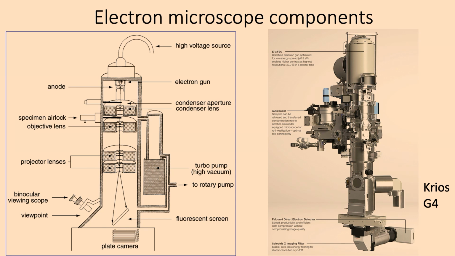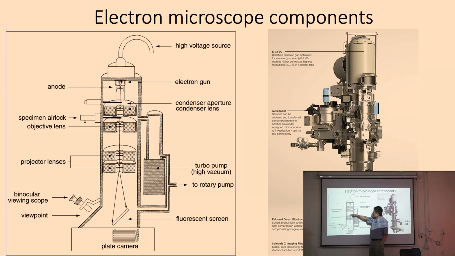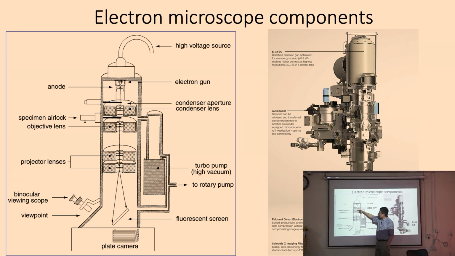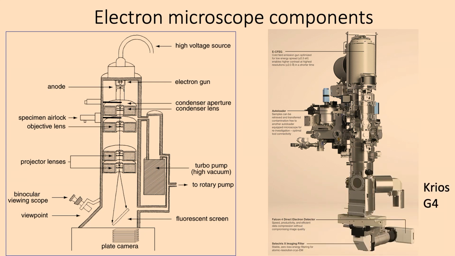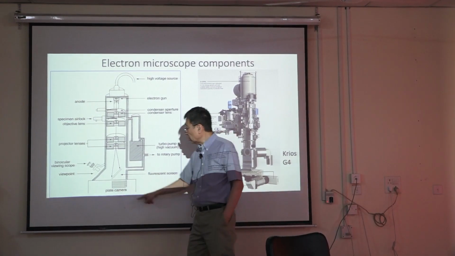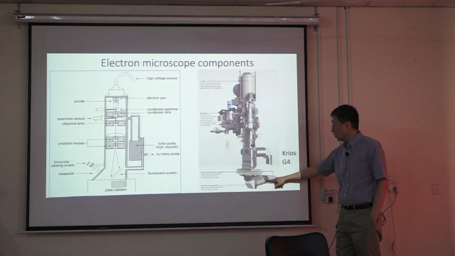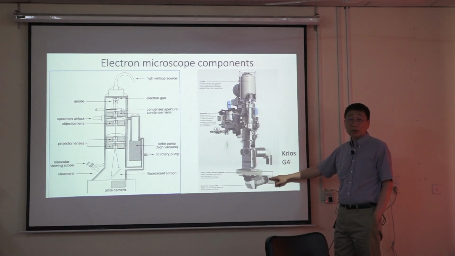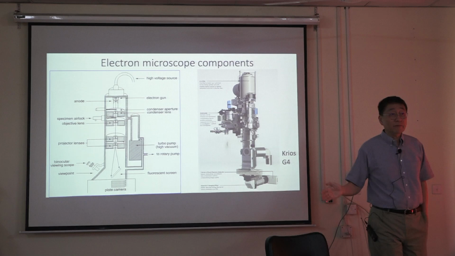Okay. So essentially, electrons come from the top, come all the way down. The sample sits right here. Then you have different lenses that focus electrons and magnify the image. And at the very bottom, you have either a camera, in this case, or a detector. So EM has been around for a very long time.